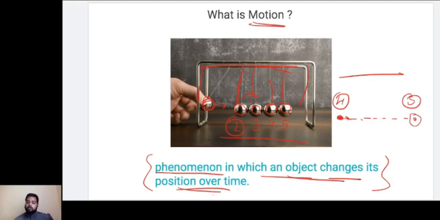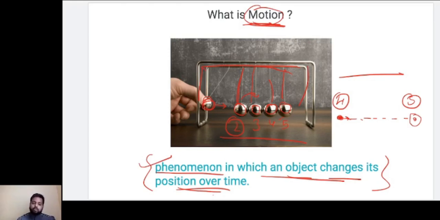Whenever you're riding your cycle from your home to your school, you're performing a phenomenon that's called motion. And if in exams they ask you what motion is, you can write down this definition: it's a phenomenon in which an object changes its position over time.